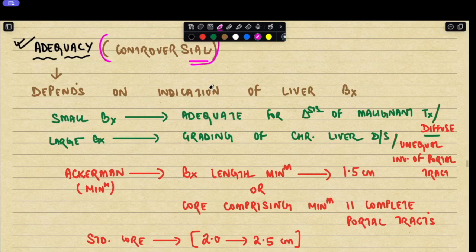A large biopsy is mainly required for grading of chronic liver disease where there is an unequal involvement of the portal tract. So the portal tracts are not involved diffusely. At some places they are all right, at some places they are not. So over there a larger biopsy tissue piece has to be taken. Now Ackerman states the minimum requirement for adequacy. This is the minimum, not standard. So Ackerman states the biopsy length minimum should be 1.5 centimeters or 15 mm, and the core should comprise a minimum of 11 complete portal tracts.